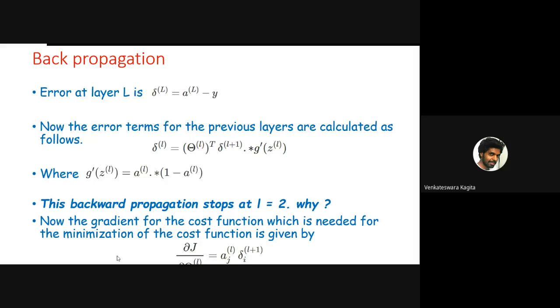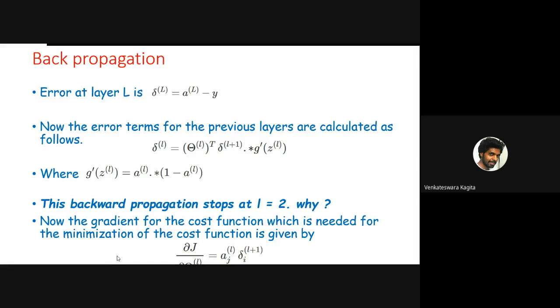So once you get the error at the last layer, you can compute the error terms for the previous layer using this equation, delta L equal to theta L transpose delta L plus 1 times the derivative of J with respect to ZL at that particular node, which is equivalent to AL times 1 minus AL. Just hold with me for 2 minutes. You may be finding it a little confusing, but all your doubts will be cleared. Don't worry about it at all.